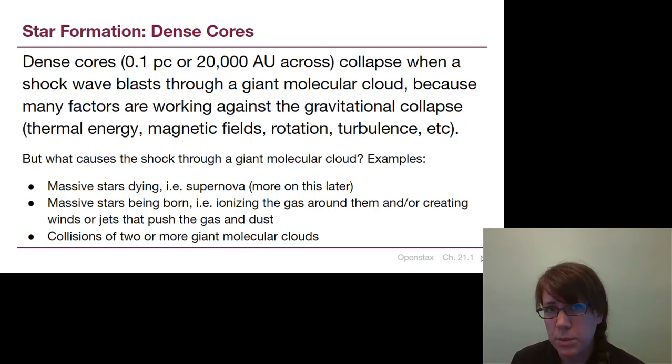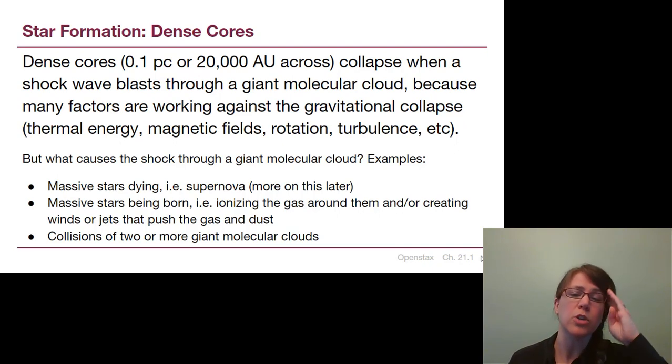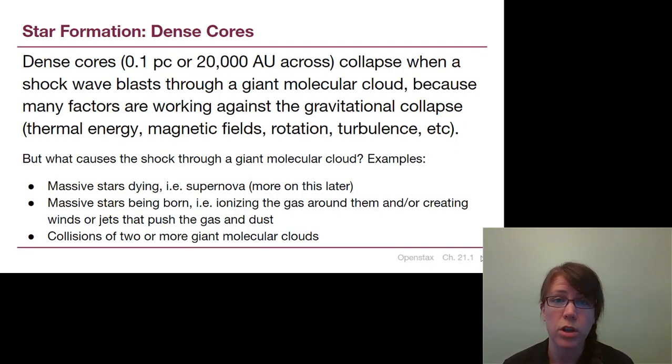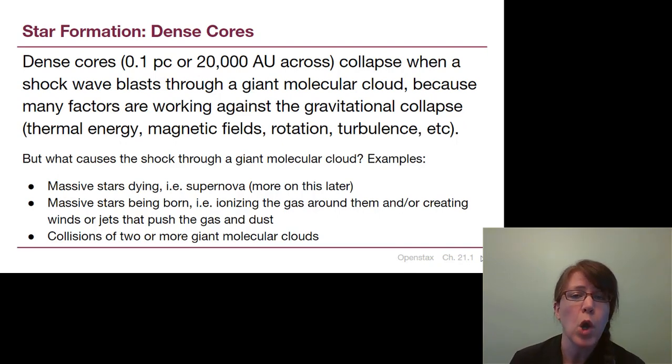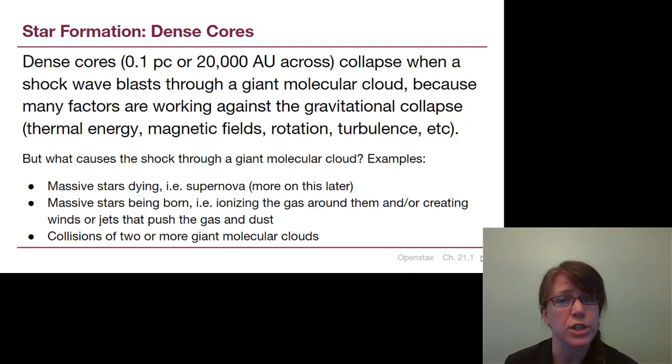There's a lot of possibilities for what causes that shock wave. So when massive stars die, we're going to learn all about how the most massive stars are able to go supernova and cause huge explosions, which can then cause star formation in all directions around them. When massive stars are born, they ionize the gas around them, heat things up, and can actually cause a shock wave that way. And that's one of the reasons why stars tend to form in clusters: if a massive star is able to form, then it can create star formation all around it, or a shock wave has passed through an area with a lot of these dense cores.